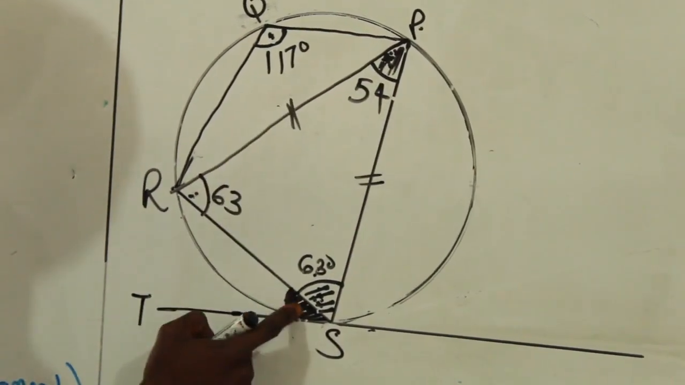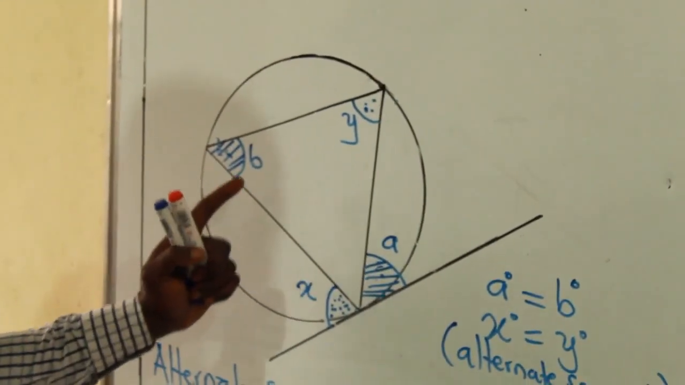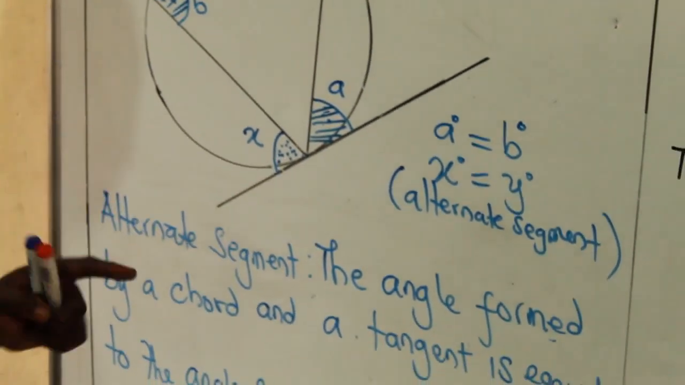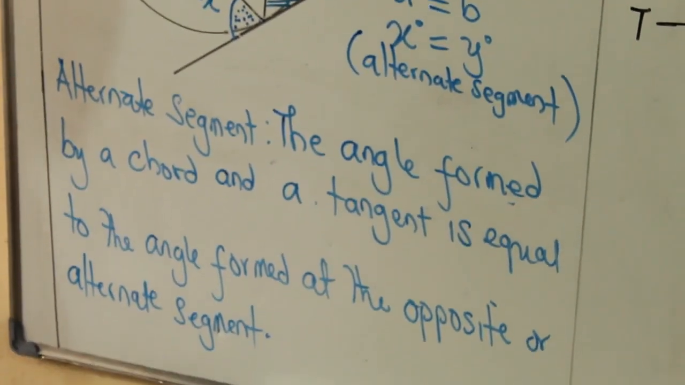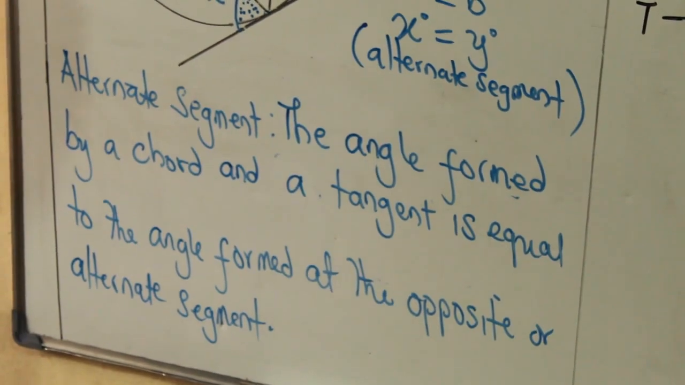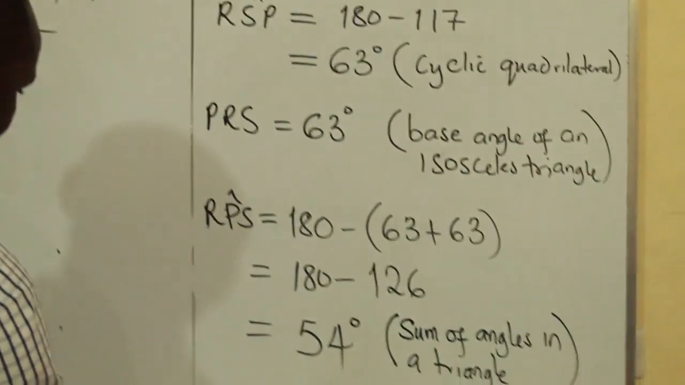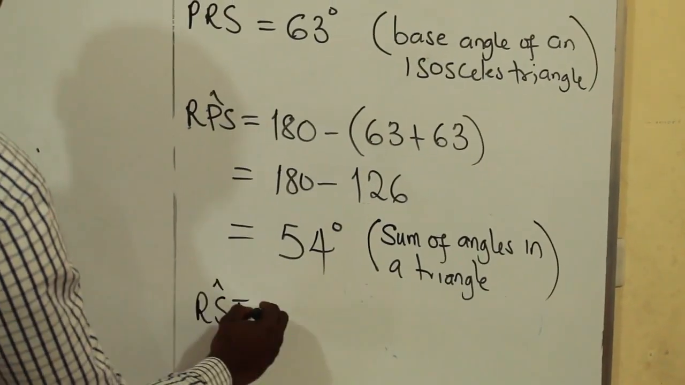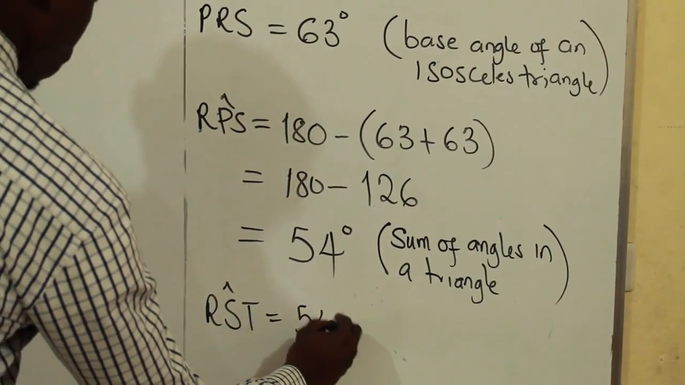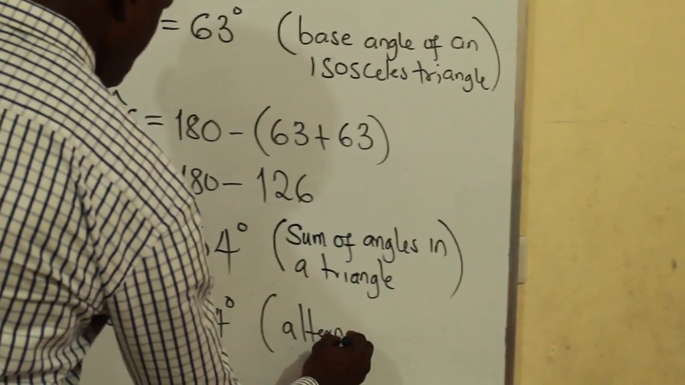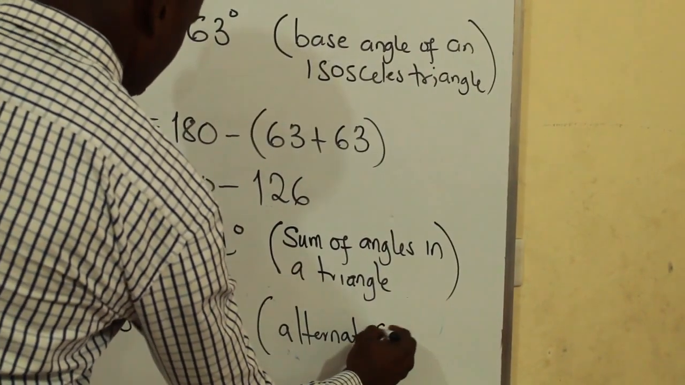54 is related to this angle from this theorem that we have learned here. 54 is equal to RST because the angle formed by a chord and a tangent is equal to the angle formed at the opposite or alternate segments. So I write that RST is equal to 54 degrees. The reason I have to always put is alternate segments.